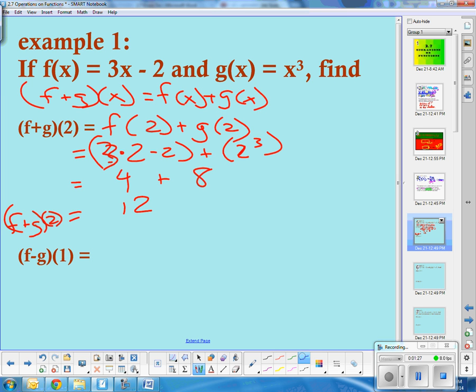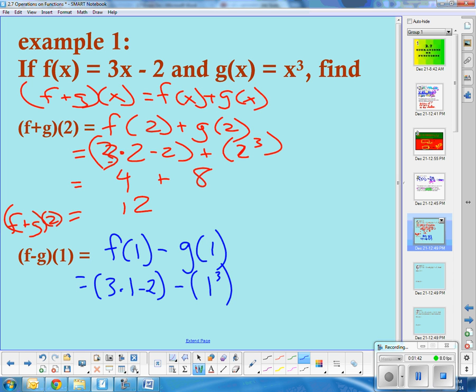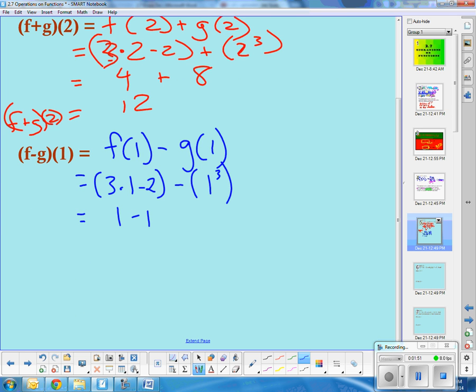Similarly, f minus g of 1 would be f of 1 minus g of 1. F of 1 is going to be 3 times 1 minus 2, minus g of 1, being 1 cubed. In this particular case, sorry, 3 times 1 is 3. 3 minus 2 is 1. 1 cubed is 1, so that gives us 0. So f minus g of 1 is equal to 0.